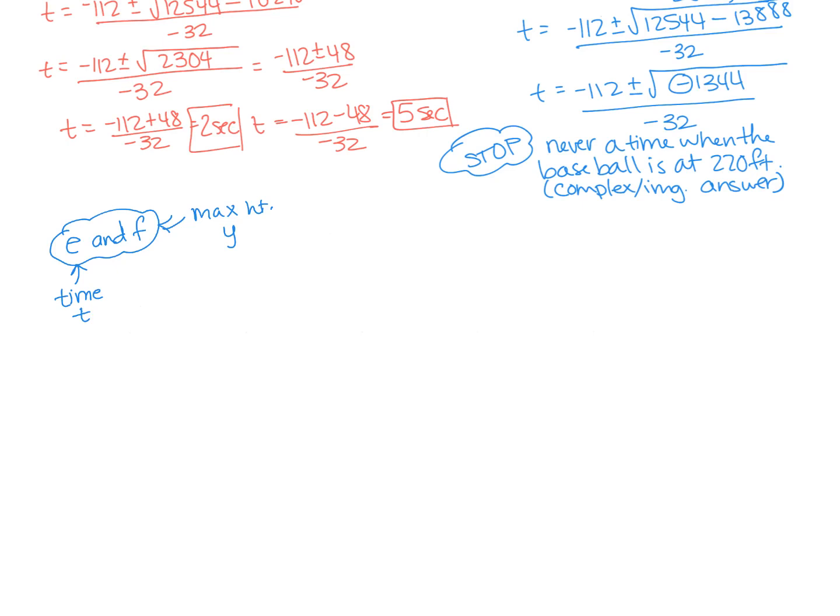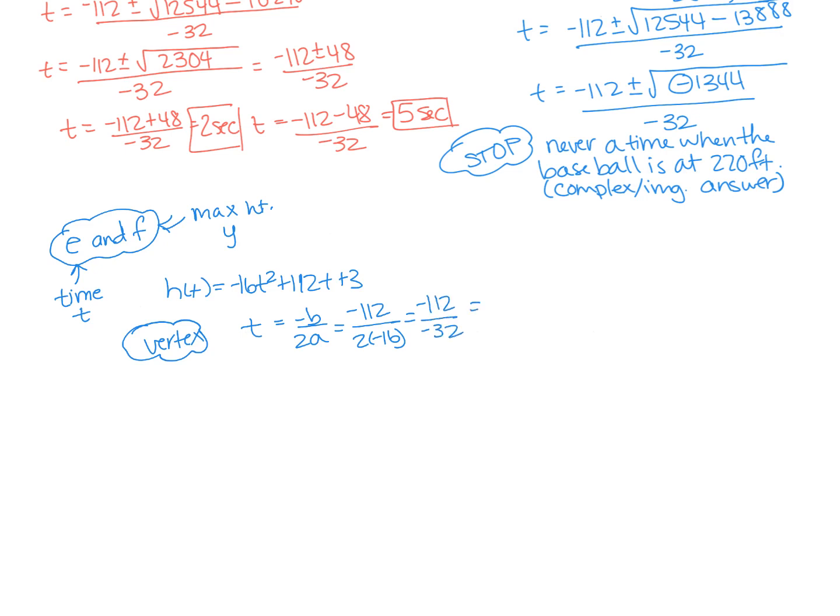Since this is in standard form, this is my equation: h of t equals negative 16t squared plus 112t plus 3. I want to find my vertex. That is the answer to this question. That's going to be the time I'm at my max height. So I'm going to use the fact that my x-coordinate, or my t-coordinate, is my negative b over 2a. For this problem, that's negative 112 over 2 times negative 16. Negative 112 divided by negative 32, I believe, gives me 3.5 seconds.